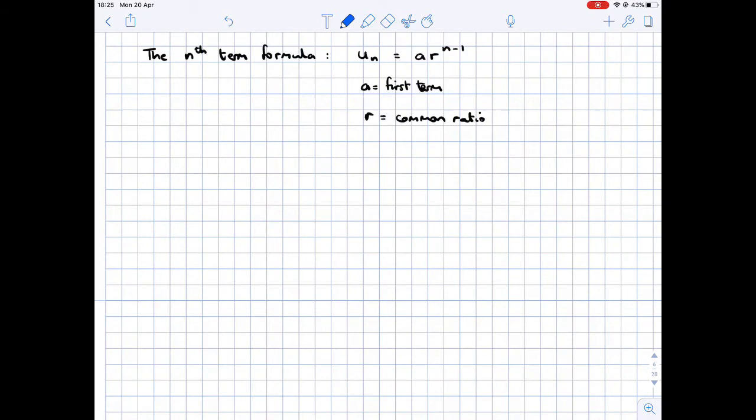Next, the nth term formula. This is u_n is equal to ar to the power of n minus 1, where a is the first term and r is the common ratio. We can see this by thinking about a sequence which has first term a and a common ratio of r, so the second term is ar. The third term is ar squared. The fourth term is ar cubed, and you start to see that each term is one less on the power than its term number. So we end up with u_n is equal to a times r to the n minus 1.